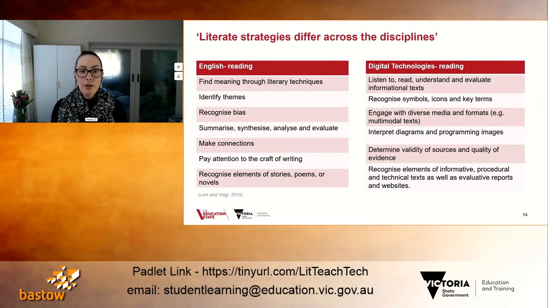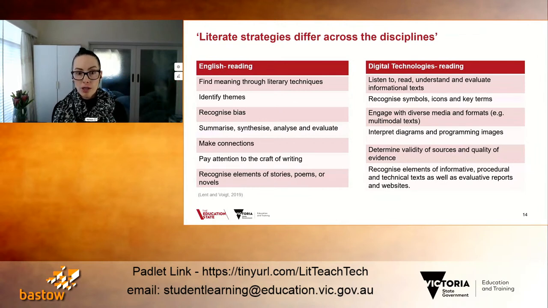Our students in digital technologies, not surprisingly, are going to be engaging with lots of diverse media, so lots of multimodal text. Yes, in English, they might engage with multimodal text. They might look at websites and learn how to research information. But in digital technologies, the types of multimodal text will be different. So again, we go back to our programming example using Scratch. How do you read that page? What do you look at first? What don't you need to look at on that page? So it's very different to reading a multimodal news article, right?